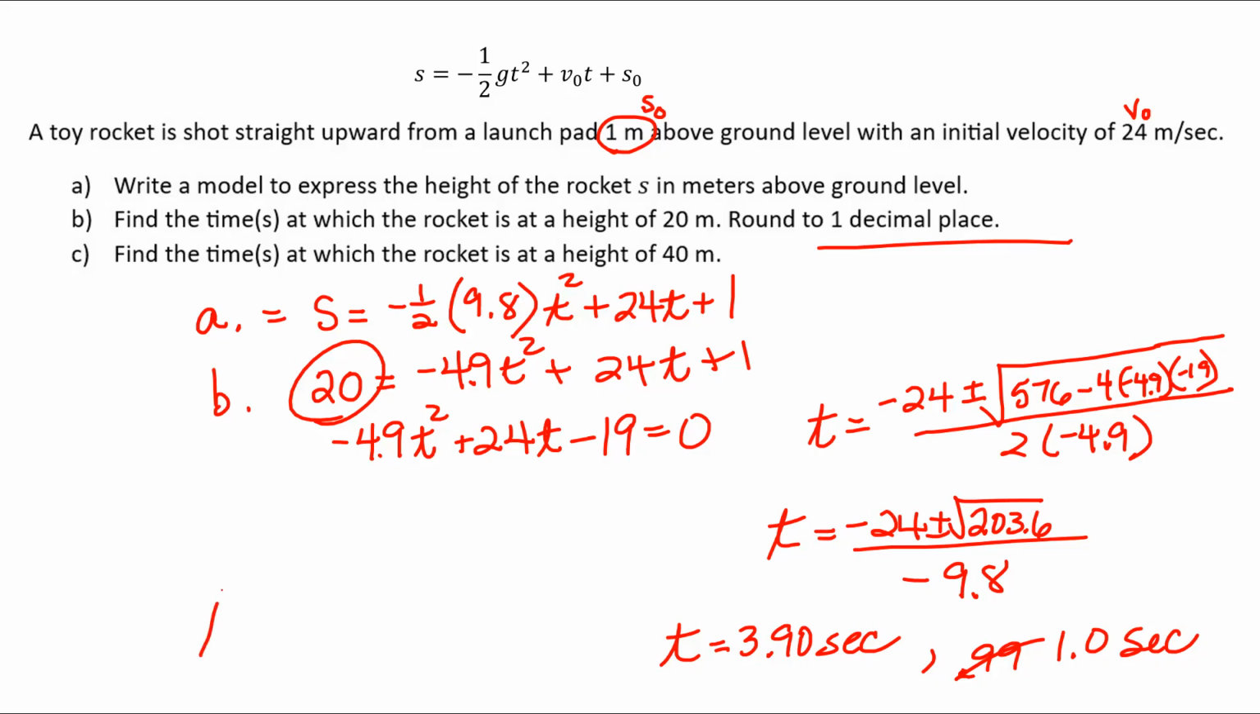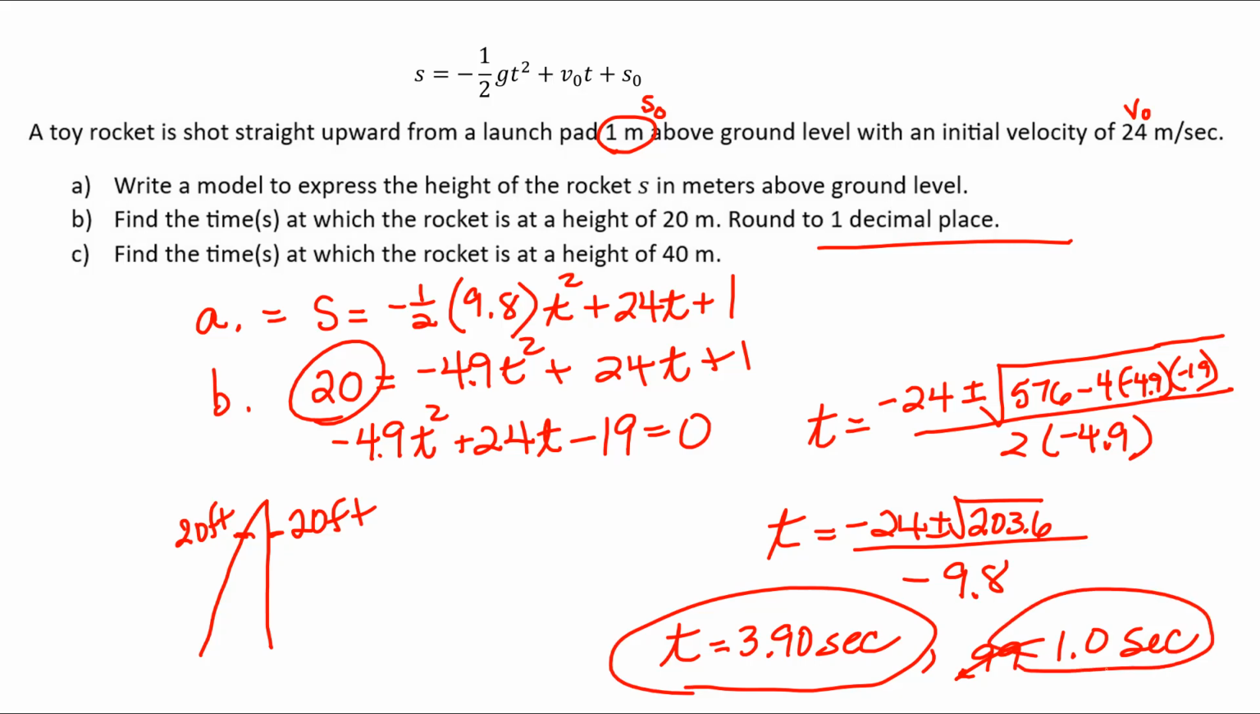So the rocket's going to go up and come back down. So at some place there, it's going to be 20 feet above the ground once and then again. So after 1 second, it will be 20 feet above the ground. And after 3.9 seconds, it will be 20 feet above the ground. So there are two times when this rocket will be at 20 feet above the ground.